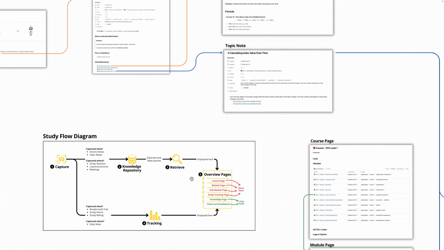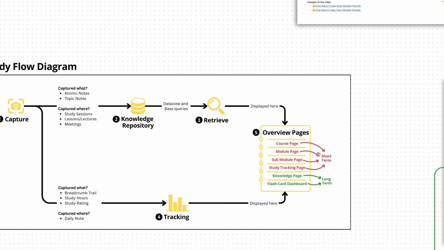And here you can see the overview pages. The overview pages, the course page, module page, sub-module page, study tracking page, is all the short term. These are home pages that you'll use for the duration of what you're studying. So if you're studying to pass an exam, these home pages, course, module, sub-module, study tracking page, are only useful until you pass it. But you have long-term information that you might want to retrieve in future courses or future lessons or future projects as well.